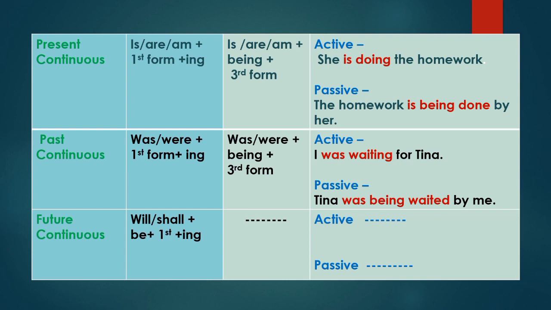Now, if we have past continuous in the active form, the sentence can be "I was waiting for Tina." "Was waiting" is clearly indicating that it is past continuous. So now we have to convert it into passive form. So we will apply "was", the same helping verb, along with "being" and the third form. So it will become "Tina was being waited by me", because "I" has to be converted into "me".